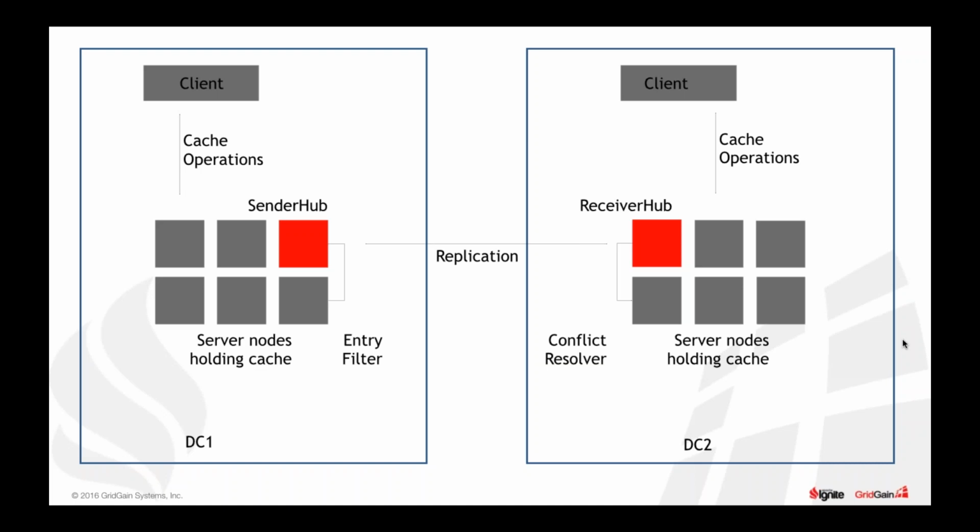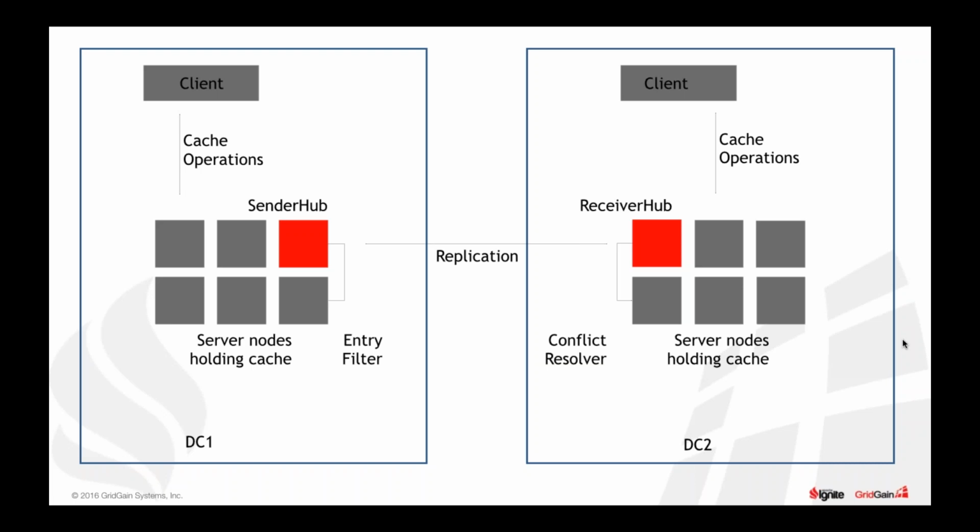If all the sender hubs fail, replication is paused and the batch is discarded. So that's very important to keep in mind. If you do have a number of nodes out, it will discard the batch and will not do the replication.